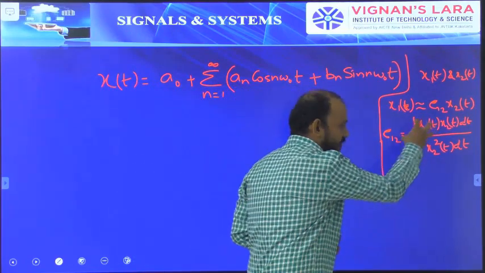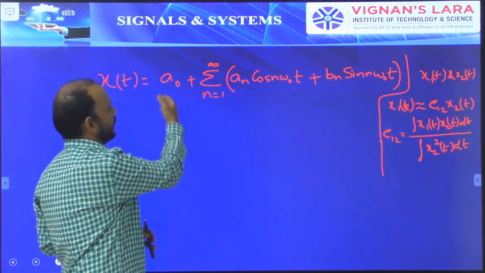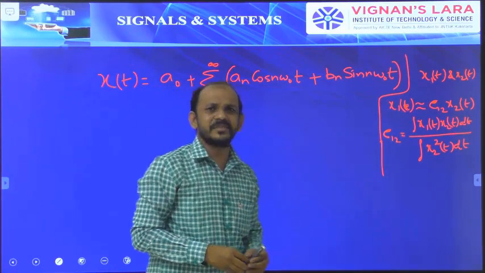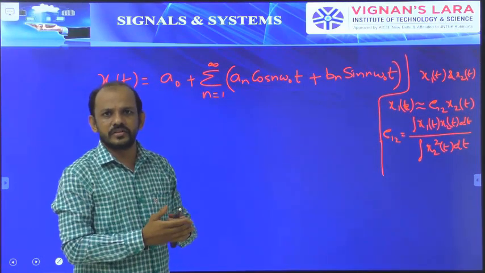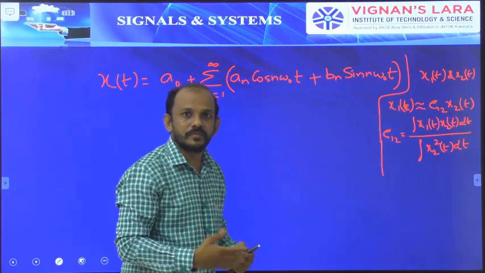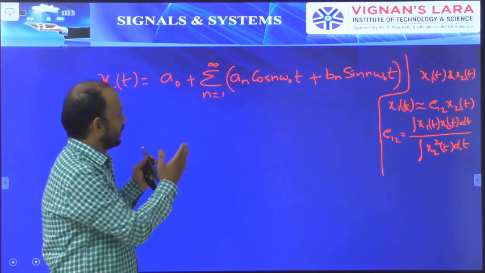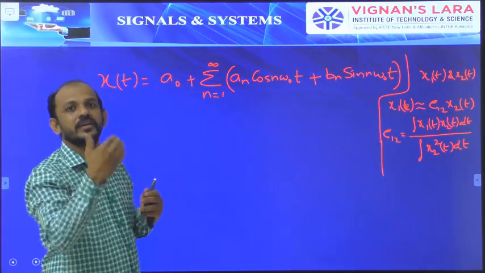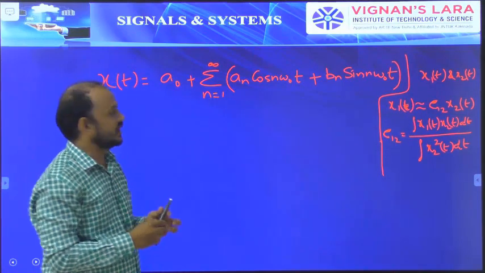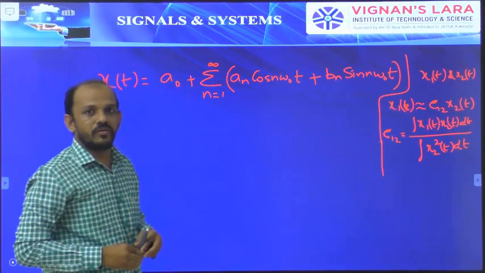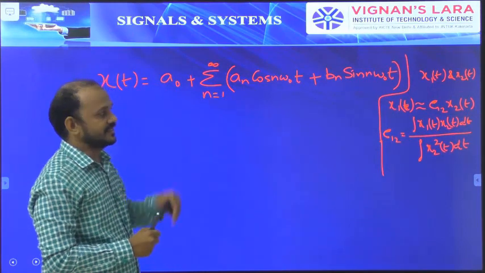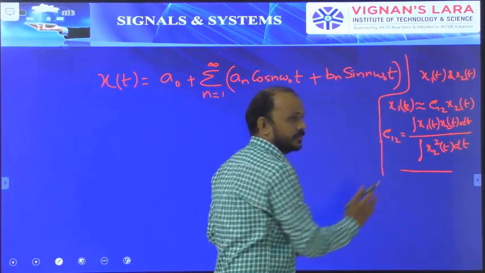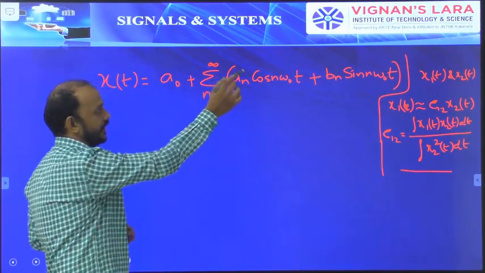Now I use this concept for simply finding the values of a0, an and bn. If we use this, I can simply get them, so there is no need to go for the long process. We have the long process also: by taking some terms on both sides, taking integrals on both sides, and simplifying the equations, I will get the values of a0, an, bn. But without all that, just by using this concept, I can directly find out these values of a0, an and bn.